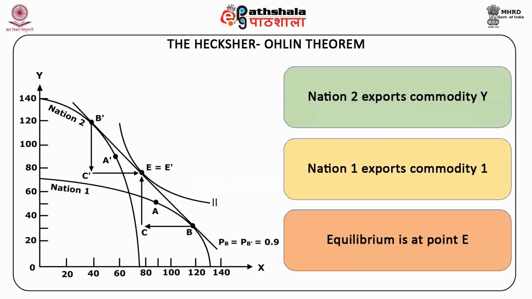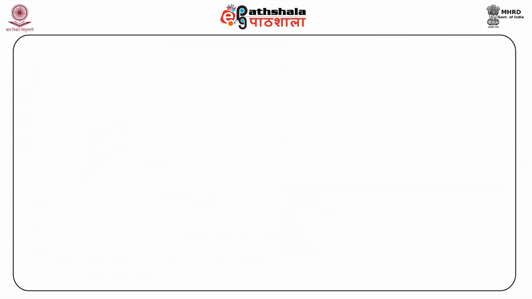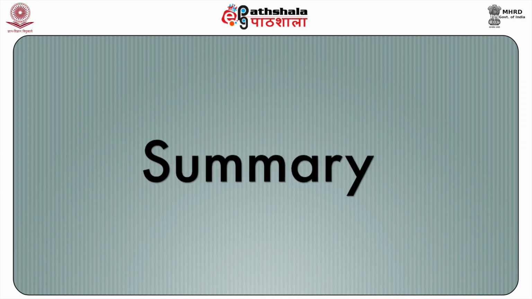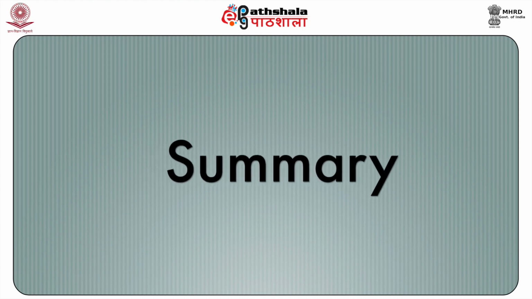Similarly, at point E, nation 1 has more of commodity Y and less of commodity X, but it is also better off by trading because it is on a higher IC. So, both nations gain from trade by consuming on a higher indifference curve. Hence, following the HO theorem, both the nations gain from trade. On the whole, the module can be summarized in the following manner.